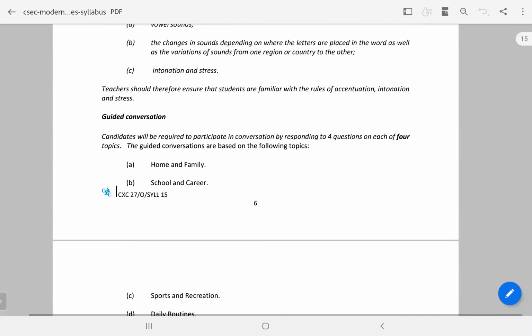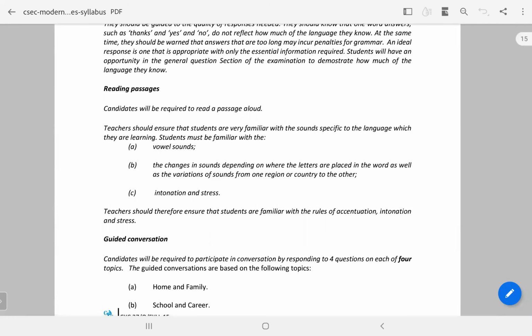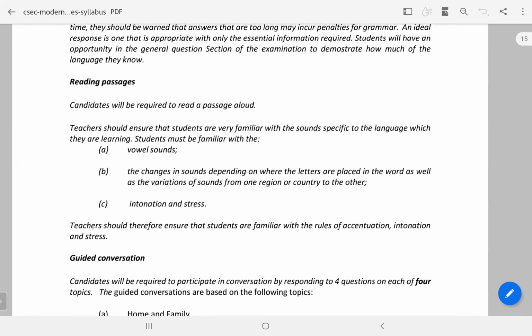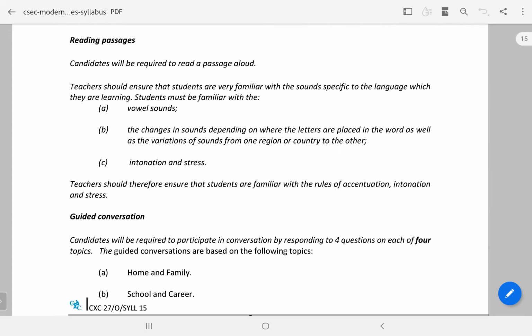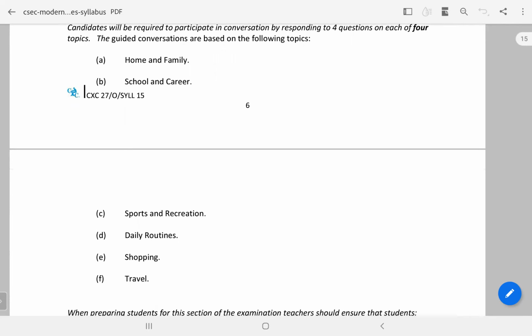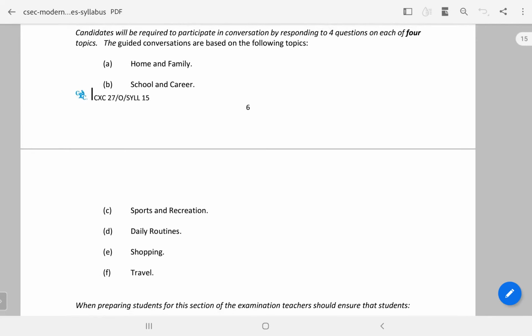Now let's get down to what exactly you have to study. Apart from the sound system, which you're supposed to know from the Form 1 level, you have to be able to read, listen, speak, and write surrounding these 6 topics: home and family, school and career, sports and recreation, daily routines, shopping, and travel.